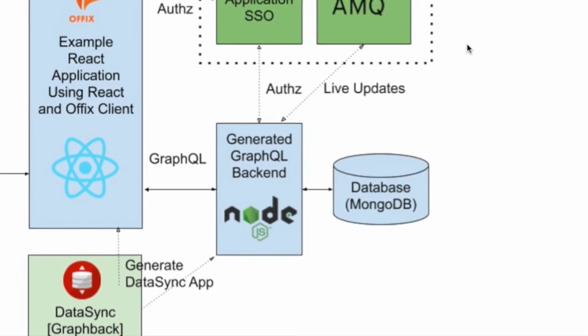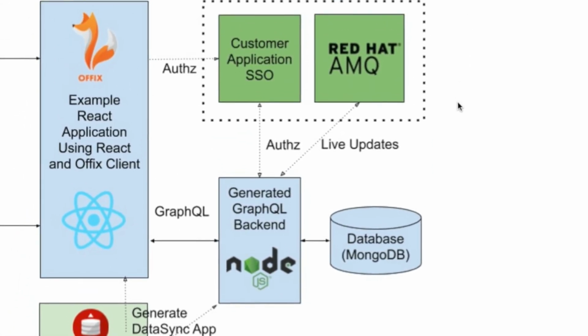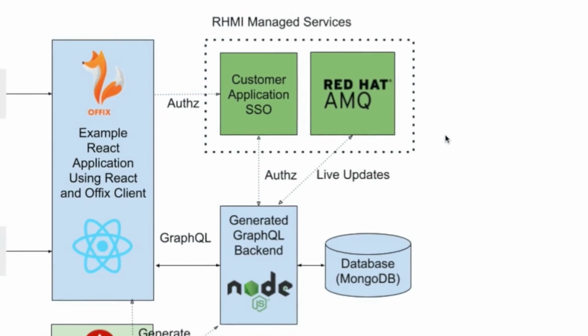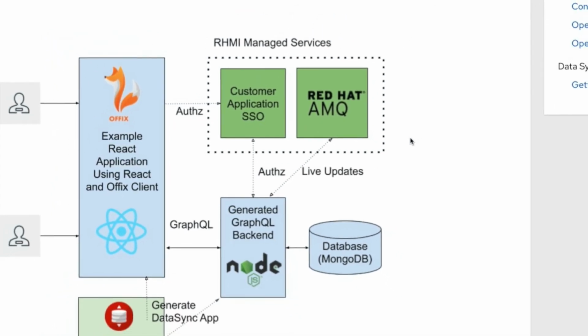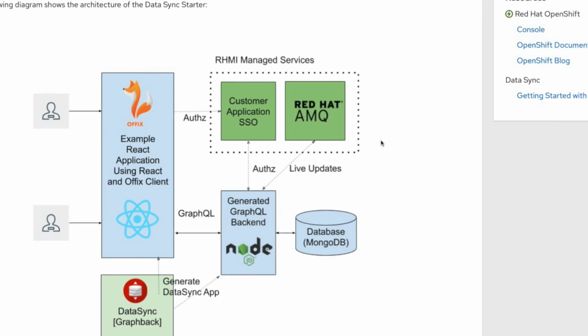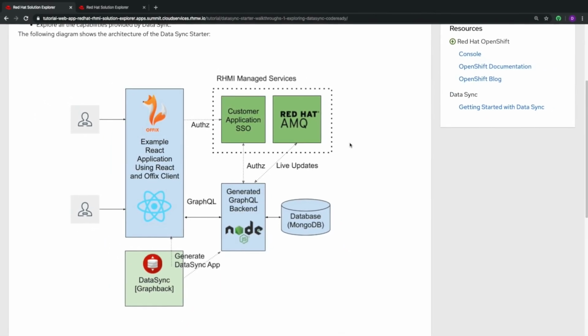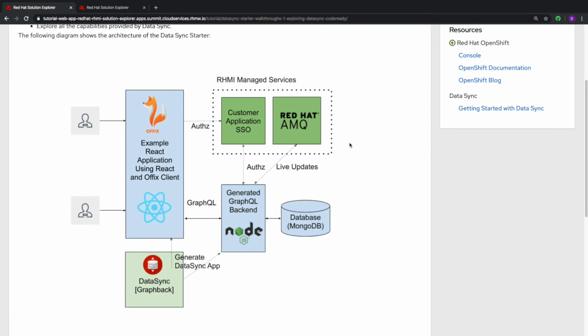There's also an integration with RHSSO for adding authentication and role-based authorization to your backend APIs and applications, and there's also an integration with AMQ Online to provide a production-ready messaging backend that supports the real-time capabilities in your app. Lastly, Offix is a specialized GraphQL client that you can use in your mobile or progressive web apps to interact with the server and build fully offline workflows.